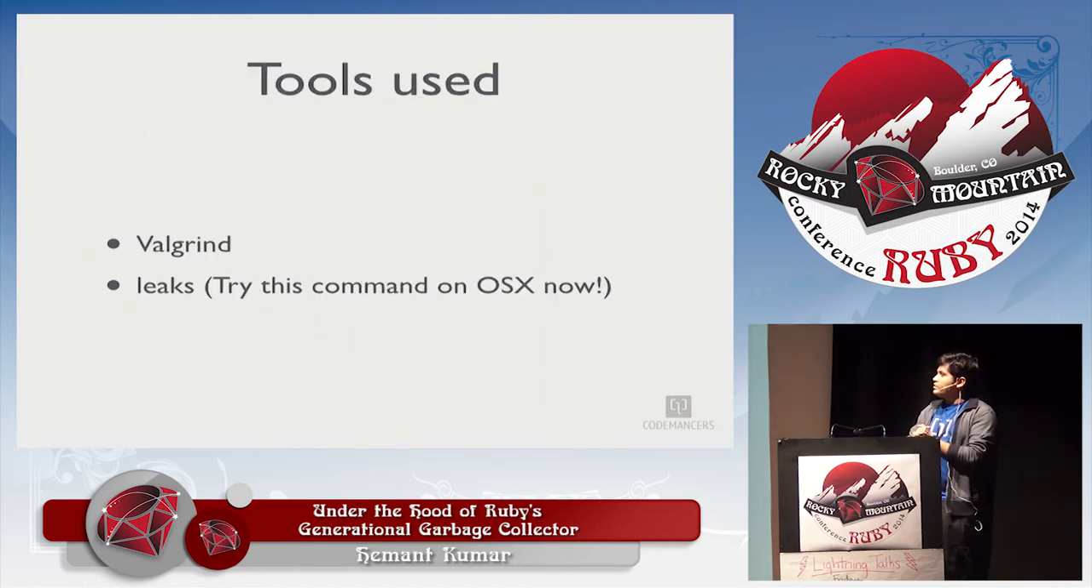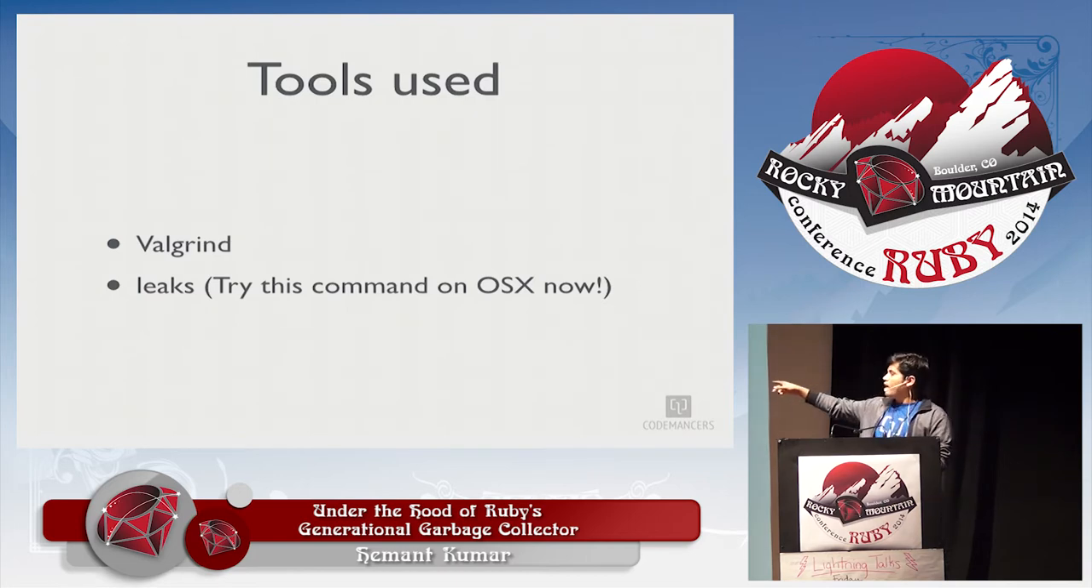As for the tools we use, it would be funny if a memory profiler itself leaks, right? You don't want to use that in production. Two tools that are very important are Valgrind, and another is a simple command line program available on OS X called leaks. If you have OS X, you can run it right now, and you can track memory leaks in your C applications very easily.